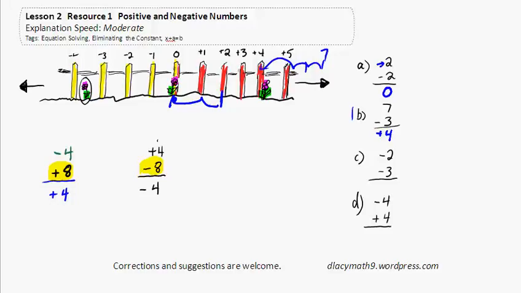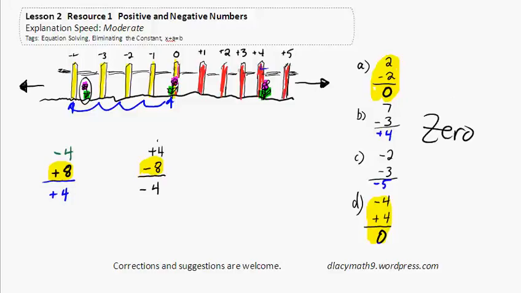C starts at -2 and moves 3 more to the left: -3, -4, -5. And -4 plus 4 means starting here at -4 and moving to the right 1, 2, 3, 4, which leaves us right there at 0. Well, it turns out that A and D, where we're adding the opposites, it's called, end up giving you a 0. It's really useful in algebra, and that's why we're having a look at it here.